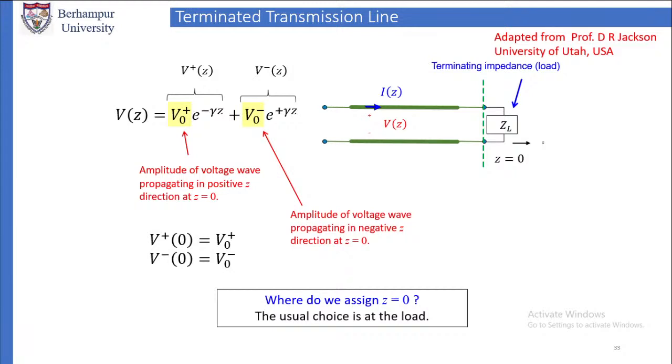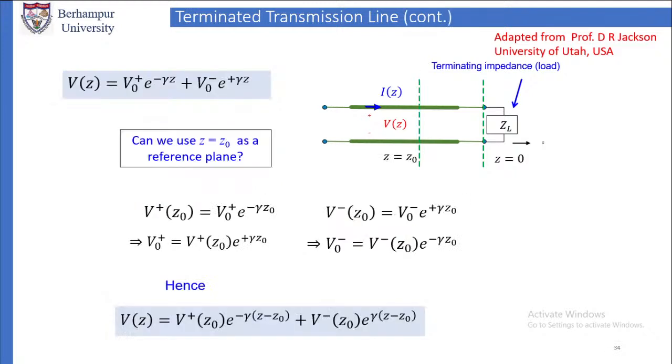V0 minus is the amplitude of the voltage propagating in the negative z direction at small z equal to 0. We can write this as V0 plus when z is equal to 0. That is, V plus at z equal to 0 is V0 plus, and V minus at z equal to 0 is V0 minus. That we know. Where we assign z equal to 0 is something we have chosen, usually at the load. Now with this concept we will consider other considerations.